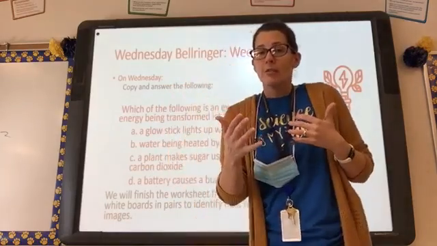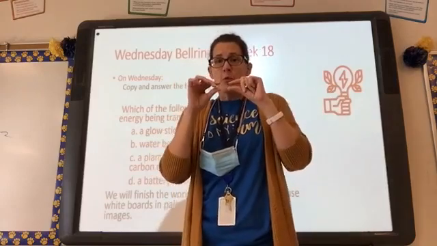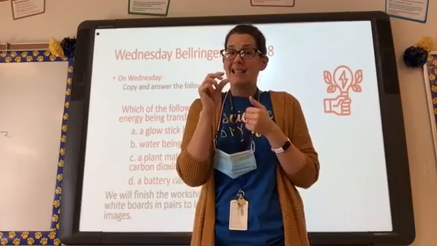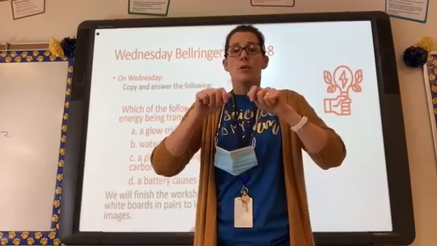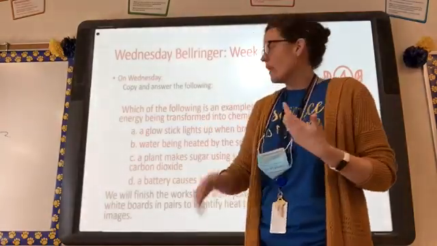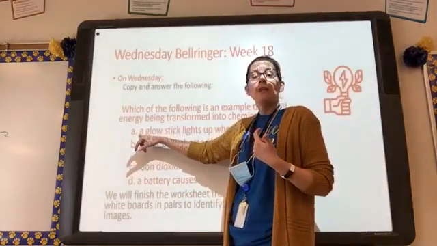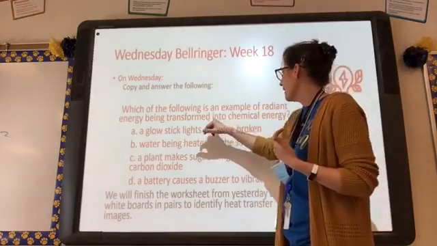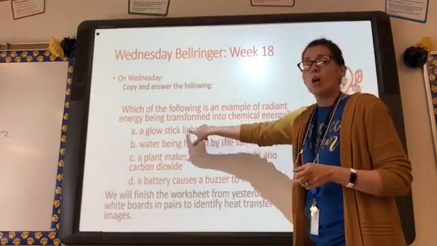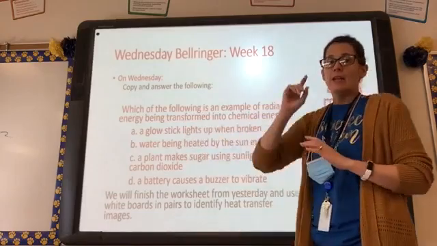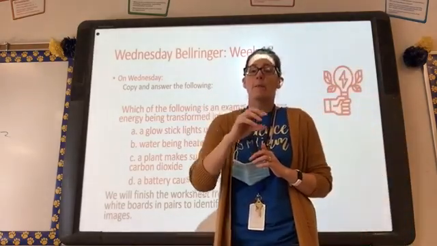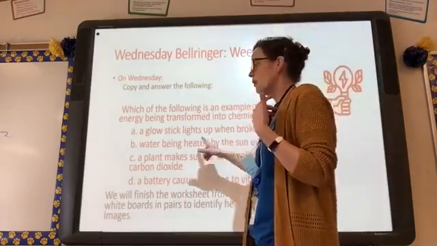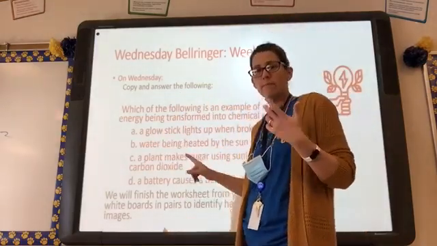Well, there is chemical energy in there to start with. Before you break that, there's energy stored in the chemical bonds inside that little glow stick. When you crack it, it gives off light, which is radiant energy. So we've got chemical to radiant. We don't have radiant to chemical. This one is the opposite. We've got to make sure that they start and end in the correct direction. We want radiant to chemical, not the other way around.